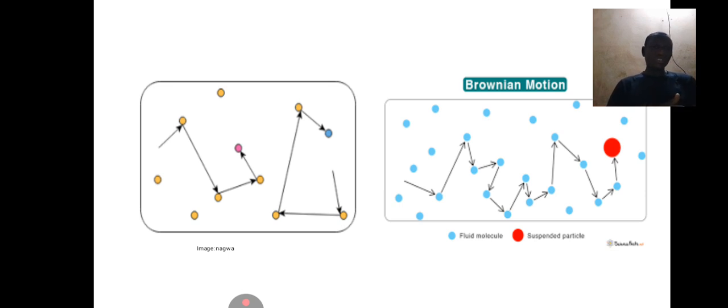In the second picture, we have the fluid molecules in the blue color, and the suspended particles, that's the particles that are moving due to Brownian motion, are the one in red, which we have one there. So that's the concept, and that's what he's trying to explain.